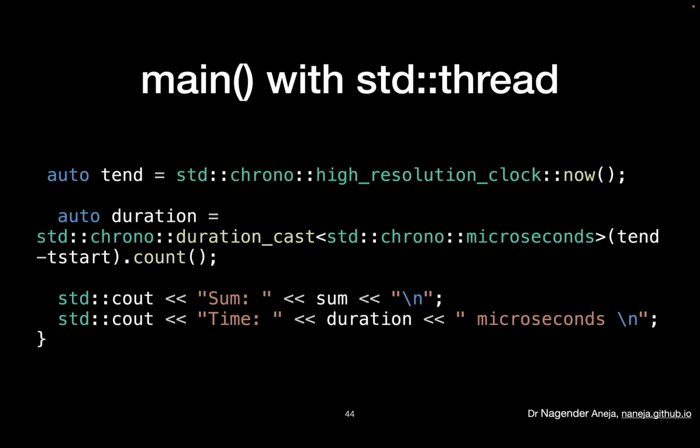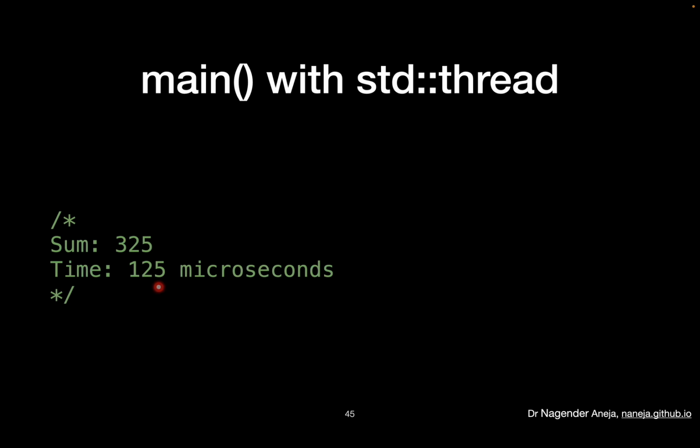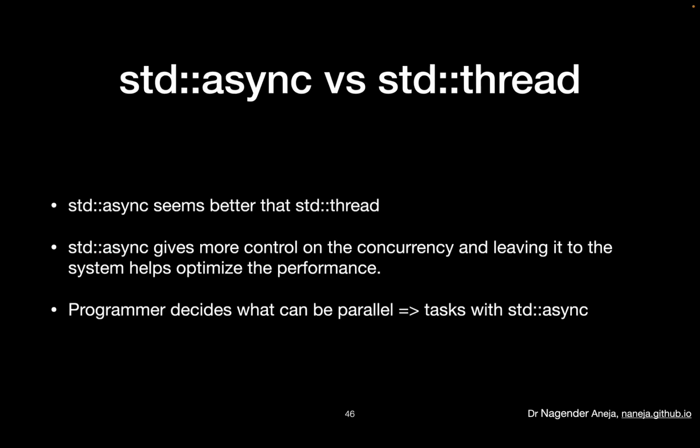And now we can stop the time, that's t_end here, and now we can get the duration here, that's the sum. So this is with the std::thread in case we want to use it. And it took 125 microseconds, which again is not very good. So we can see the deferred approach works very well in this case.